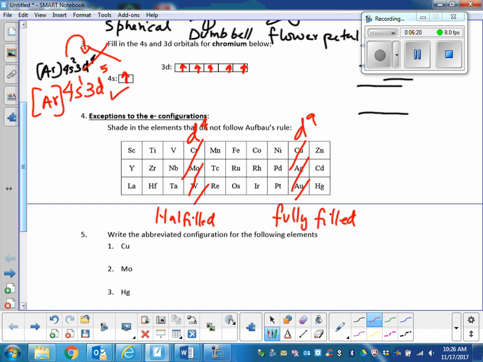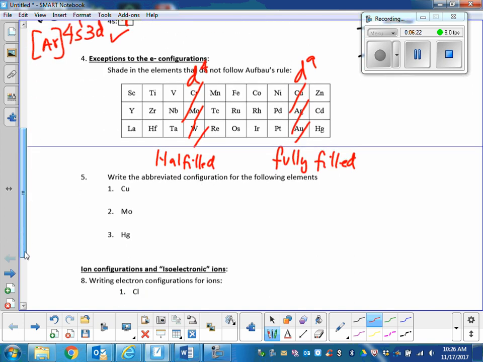If I were to write the electron configuration of copper, can somebody help me write it in its abbreviated form? Luke, you want to try? I'll start with which noble gas? Argon. And then it is 4s1 3d10. Is it making sense? Are you understanding?